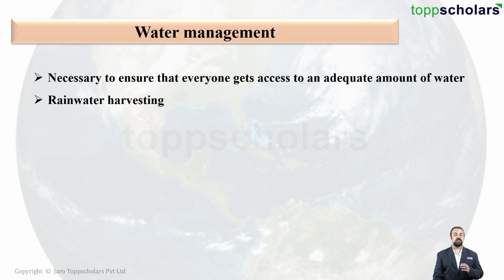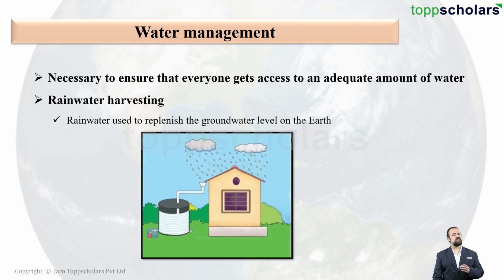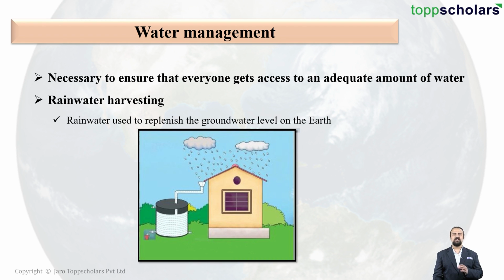One method by which water can be saved is rainwater harvesting. Students, this is a technique in which the rainwater, which usually goes to waste, is captured and it is stored. It may be stored in water tanks to be used for domestic purposes, or it may even be used to replenish the groundwater level on the earth.